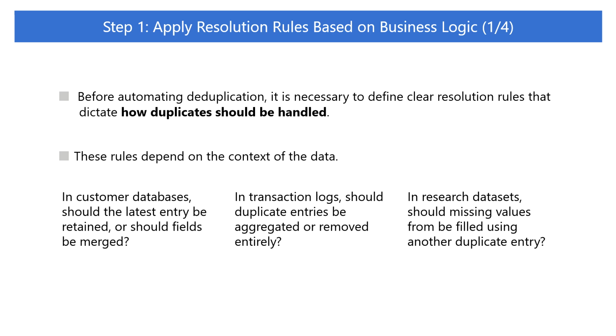For example, in customer databases, should the latest entry be retained, or should fields be merged to keep the most comprehensive record? In transaction logs, should duplicate entries be aggregated or removed entirely? In a research dataset, should missing values from one record be filled using another duplicate entry?